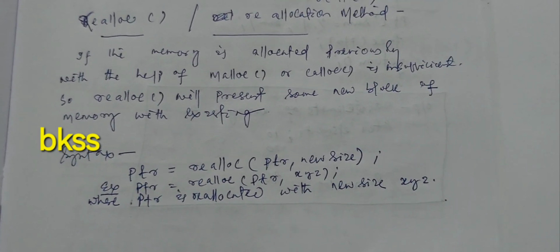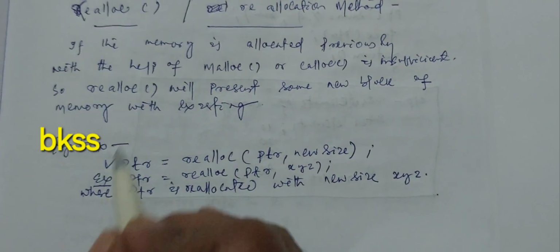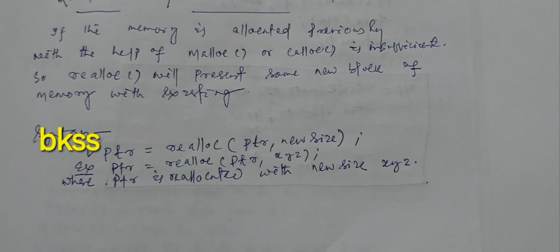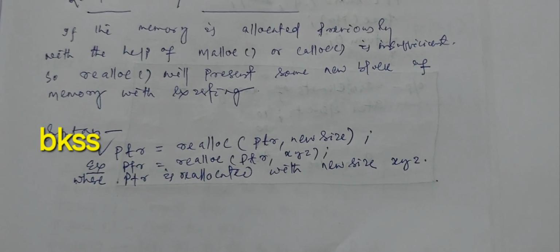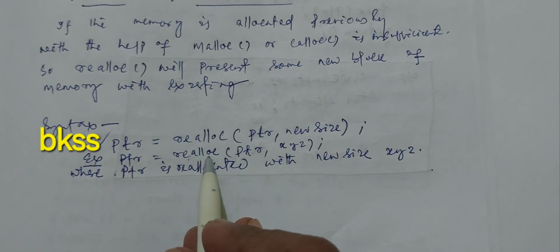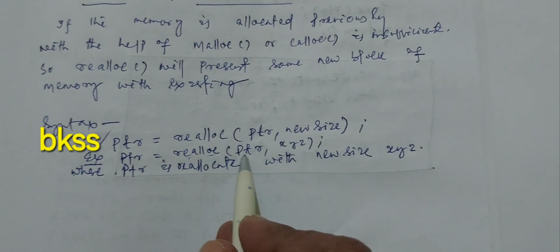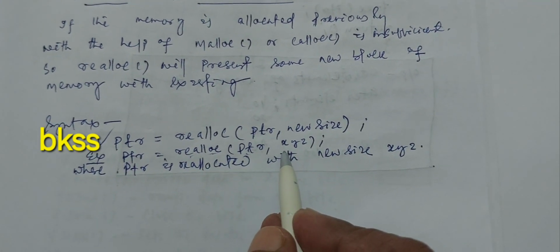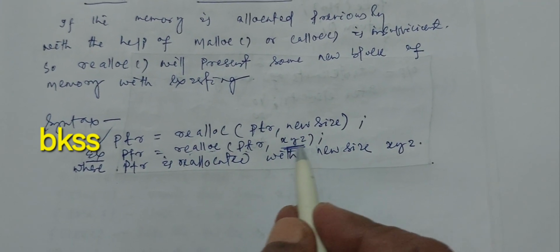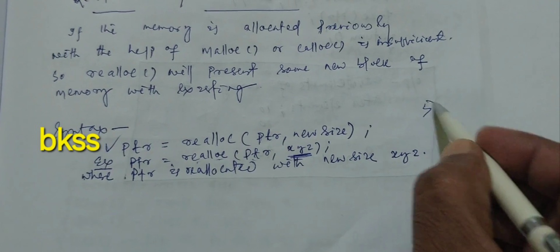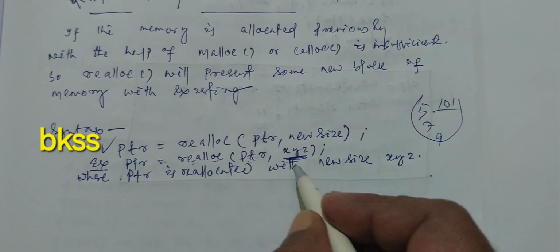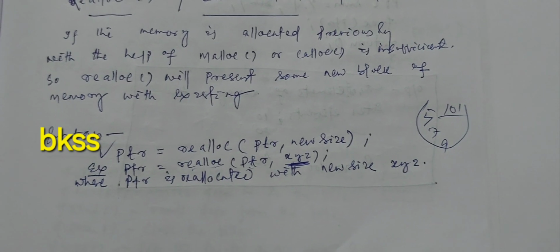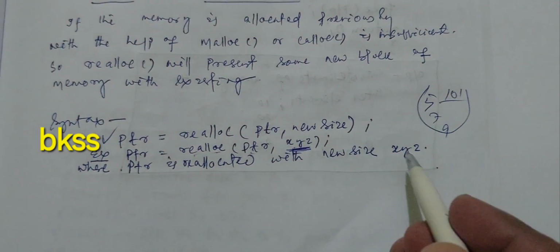The syntax is ptr = realloc(ptr, new size). For example, ptr = realloc(ptr, xyz), where xyz is the new size, maybe any number, like 5, 7, 9, 101, something. So ptr is reallocated with the new size xyz.